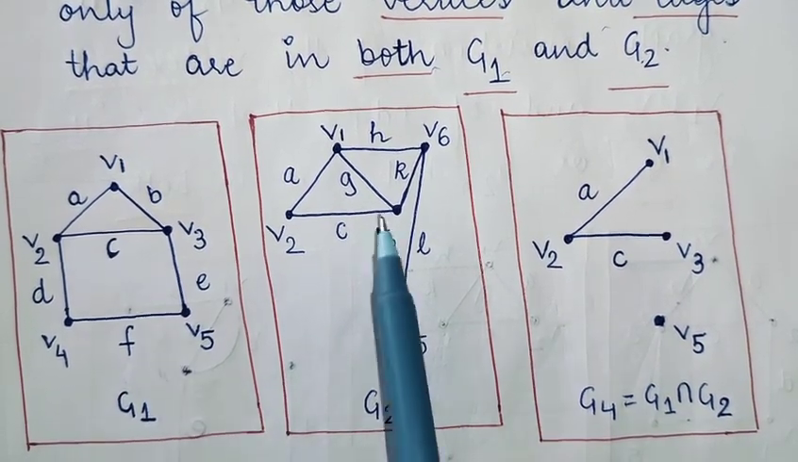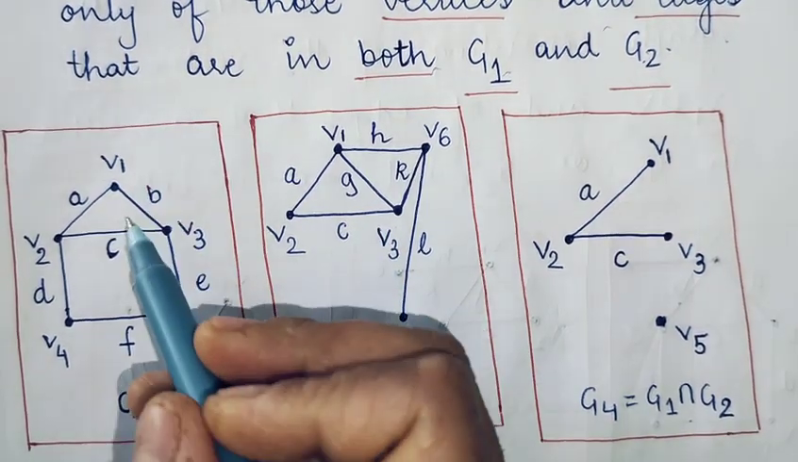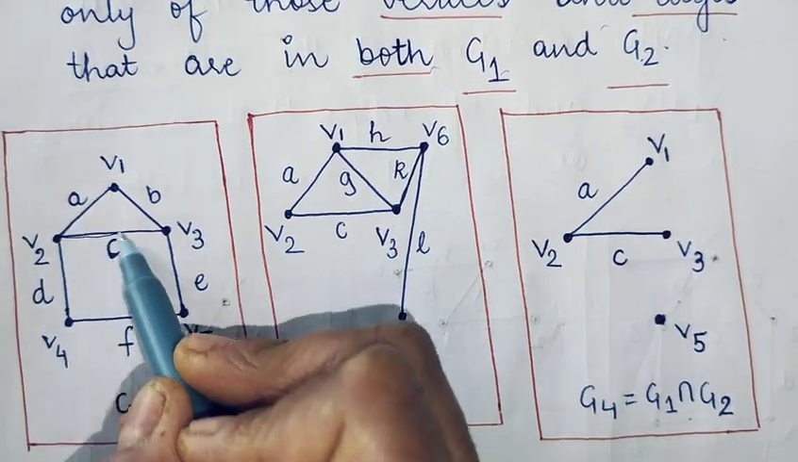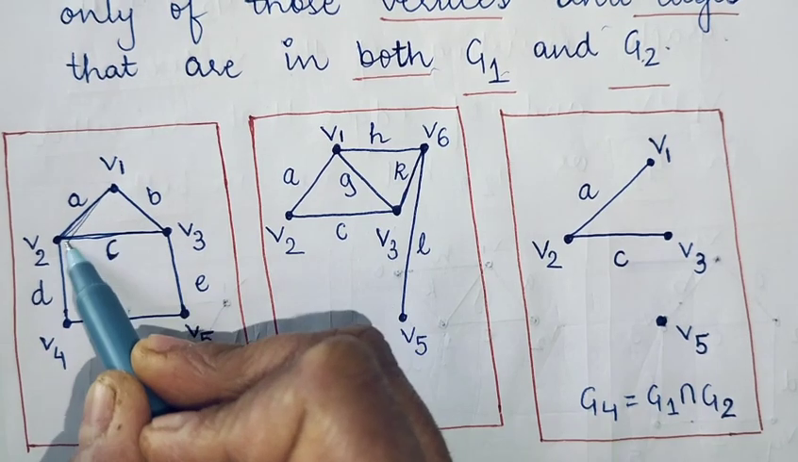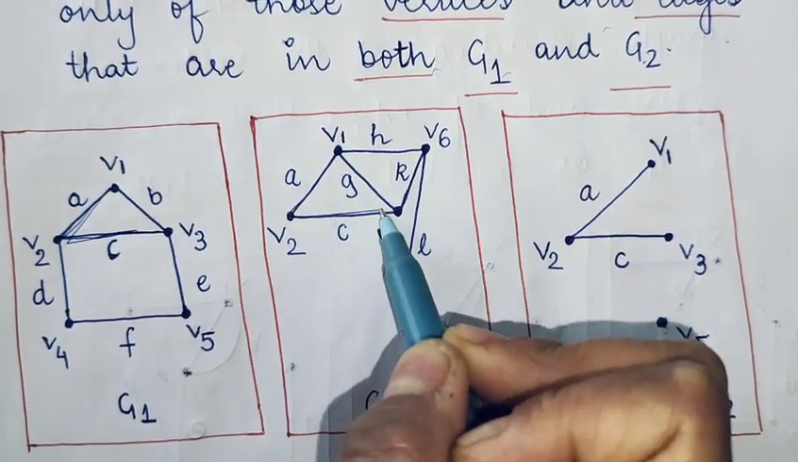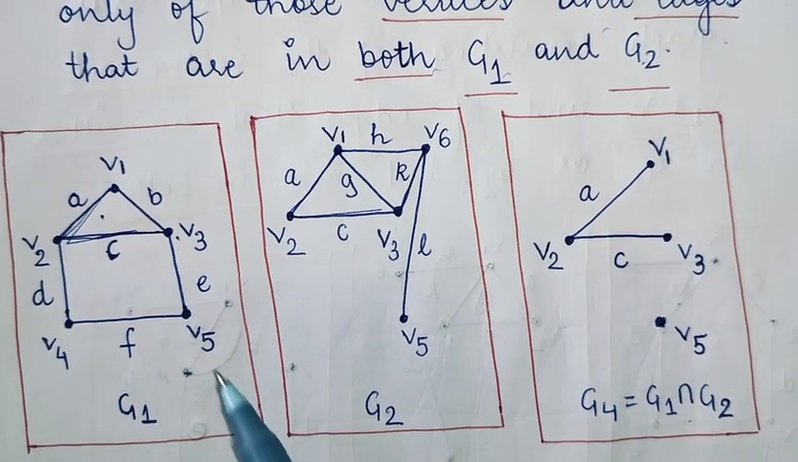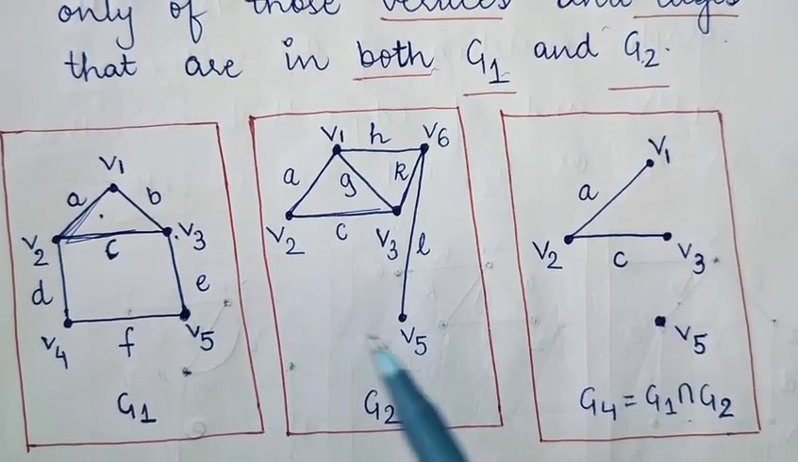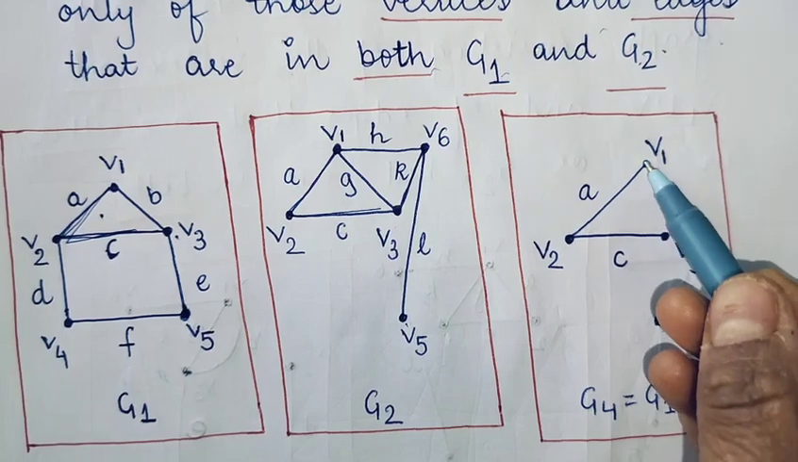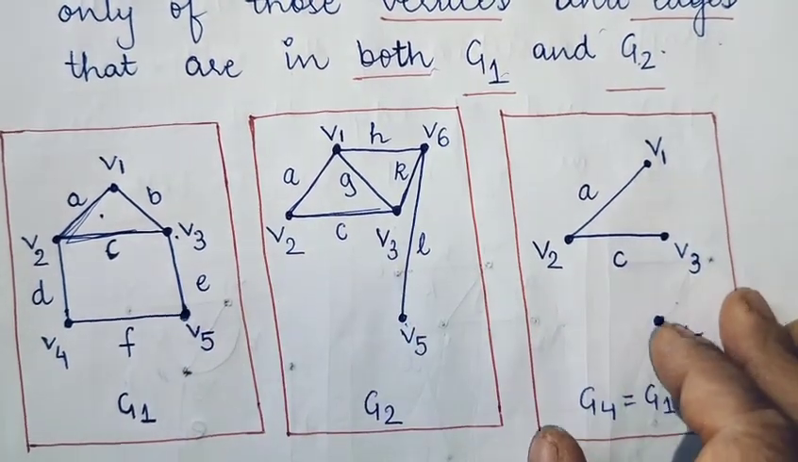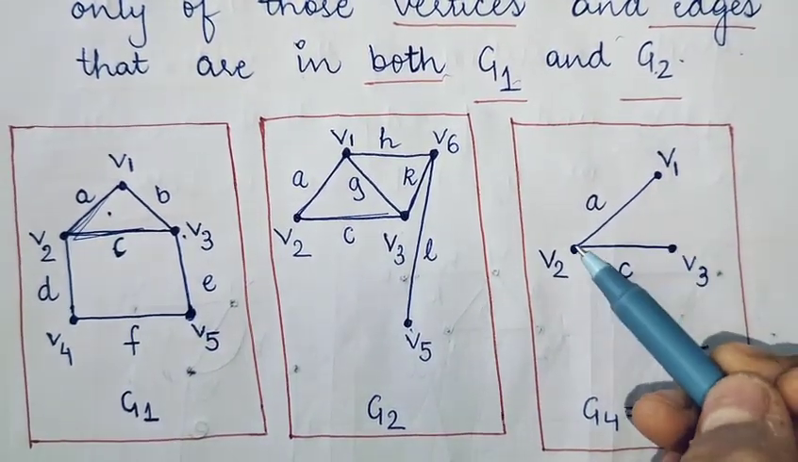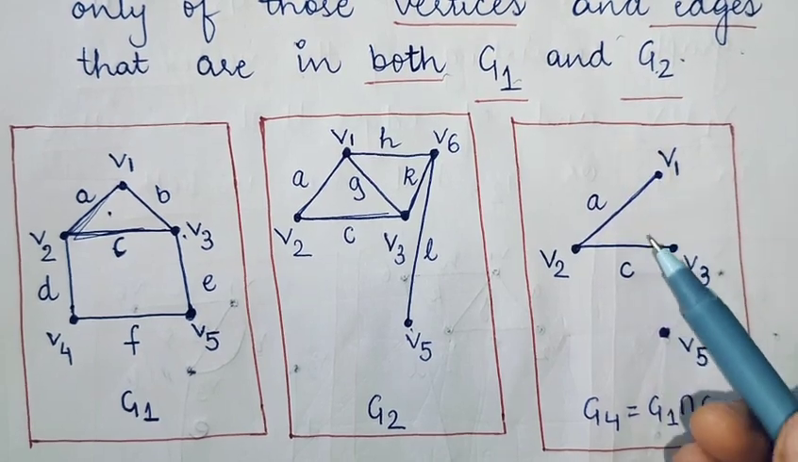This is graph G1 and this is graph G2. As you can clearly see, these two edges A and C are common in both these graphs, and the vertices V1 and V2 and V3 are common in both the graphs. Further, the vertex V5 is common in both the graphs. So only these edges and vertices we will copy in the third graph, which is the result of intersection of these two graphs.